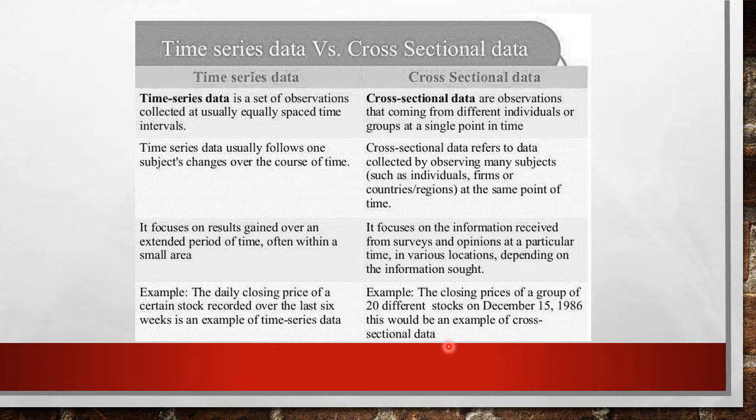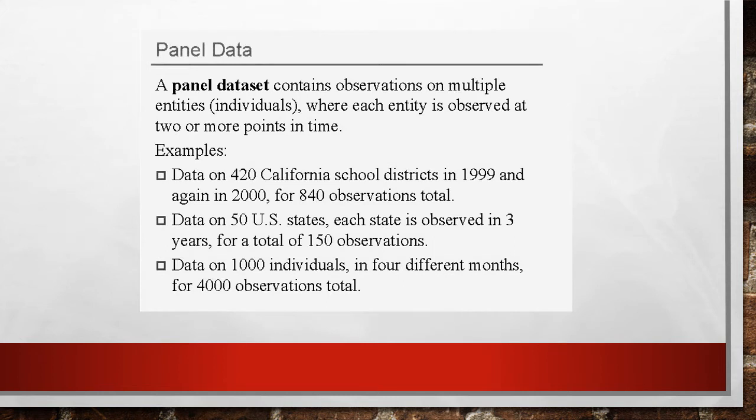Then let's consider the cross-section example. The closing price of a group of 20 different stocks on 15 December 1986 would be an example of cross-sectional data. They are taking this day as their time point, and they are considering 20 different stocks and the closing price of those 20 companies on that given day. In the time series example, they considered about 6 weeks, taking every day's values within those weeks, but here it's only 1 day. But there are 20 companies.